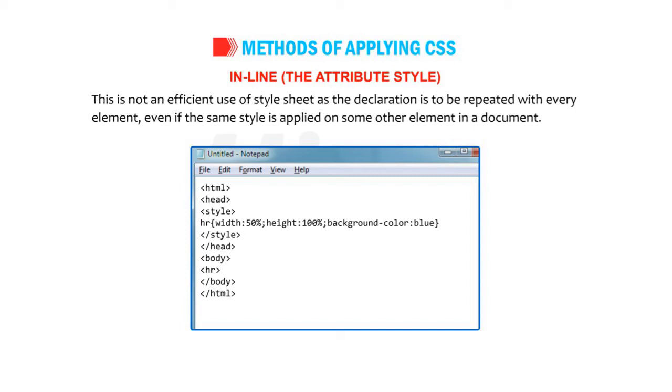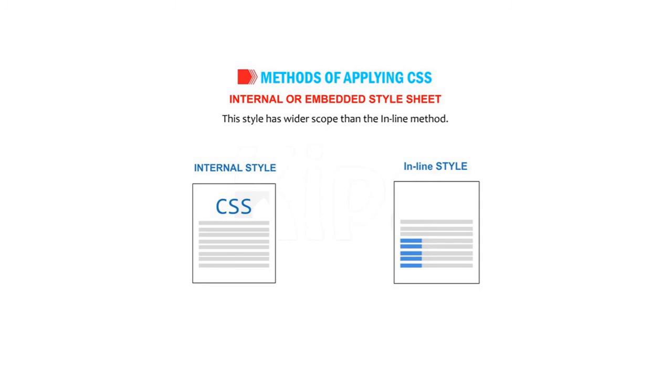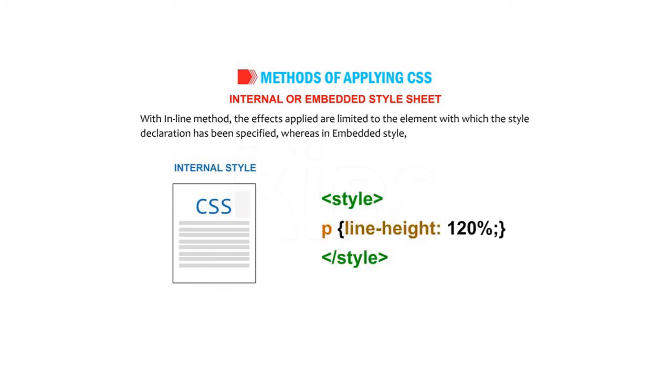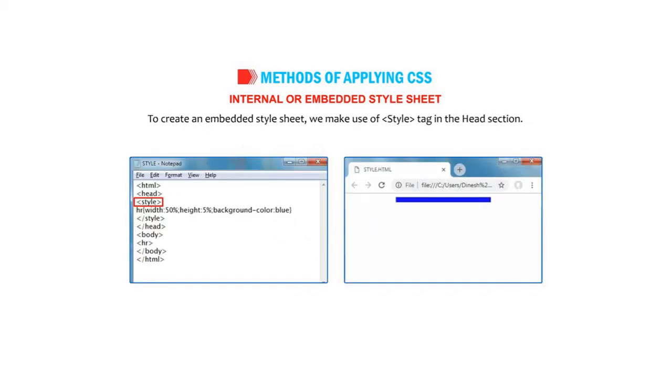Now let's learn what is an internal or embedded style sheet. This style has wider scope than the inline method. With the inline method, the effects applied are limited to the element with which the style declaration has been specified. Whereas in embedded style, the effects get applied to all the elements of the type with which the style declaration has been specified. To create an embedded style sheet, we make use of the style tag in the head section.